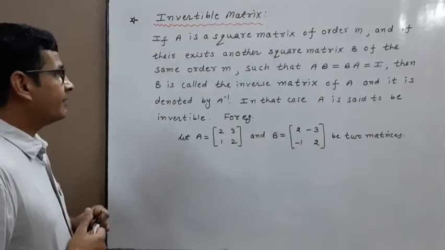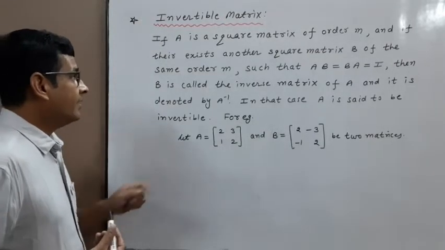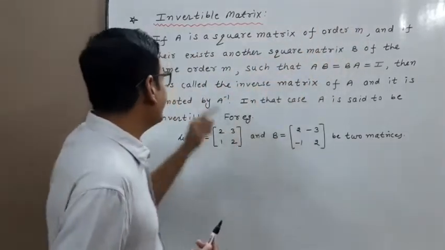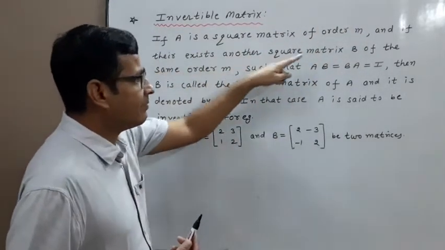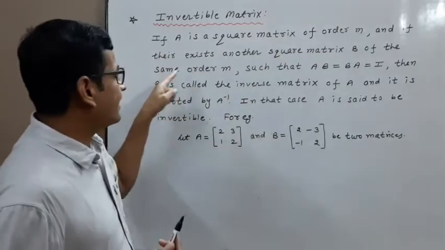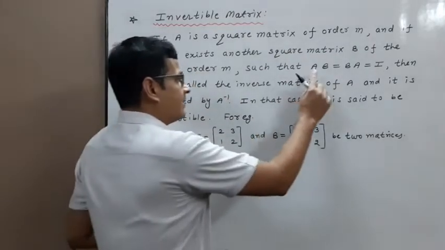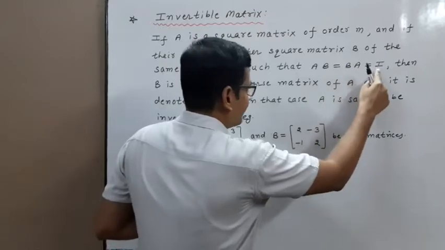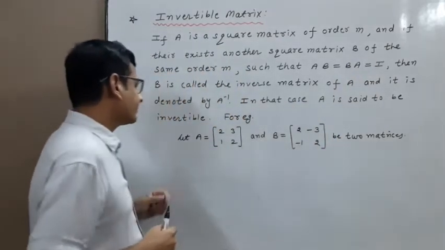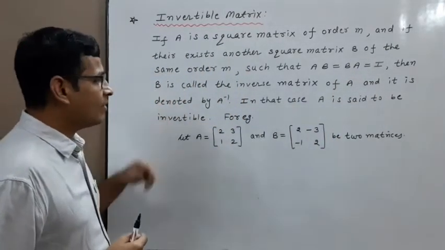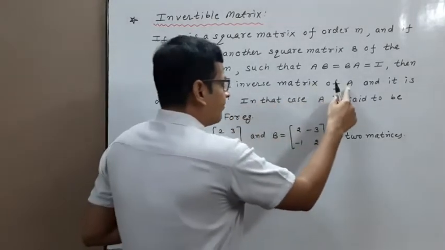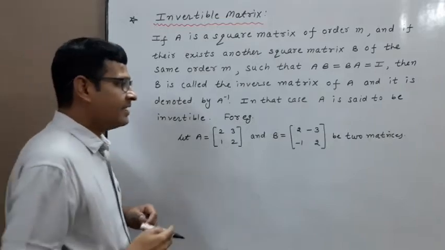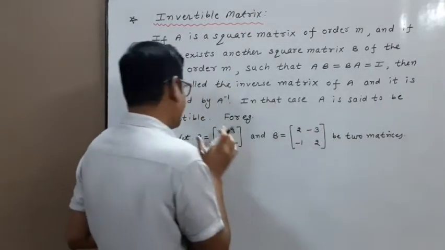First, invertible matrix. If A is a square matrix of order M and if there exists another square matrix B of the same order M such that product of AB equal to product of BA equal to identity matrix, then B is called the inverse matrix of A and it is denoted by A inverse. In that case, A is said to be invertible.